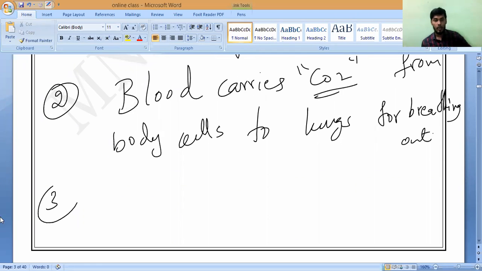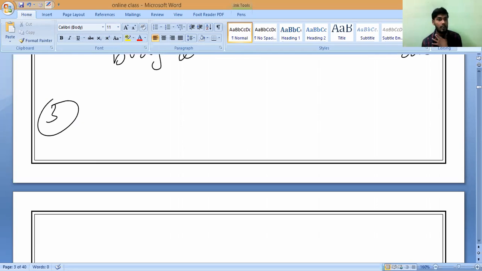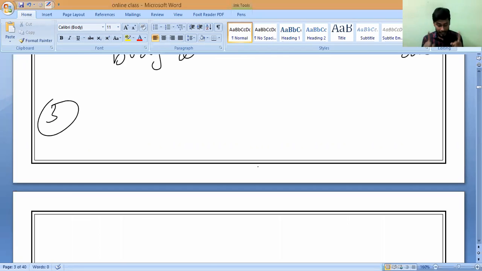Now anybody, third point, any guess, any idea? Speak, everybody. Next word. Transportation of substances. Gases over. Next word. Digested food. So digested food, where will it be completely digested? Any idea? Anybody? I need the name of that. Small intestine. Very good. So small intestine. All of you write that.